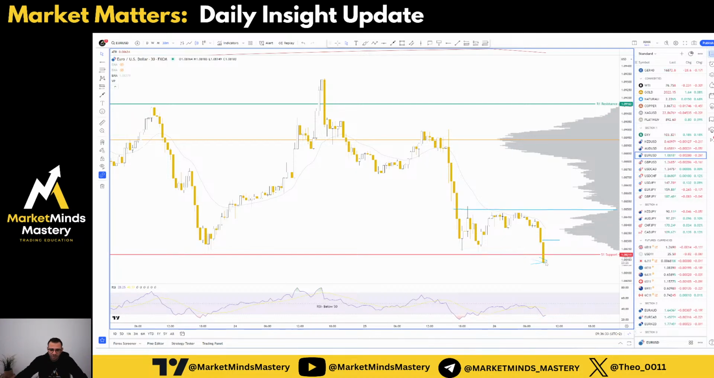But if the price will just retrace a little bit and continues lowering, then definitely I will not be looking to do something with this one, because I want to trade from supports, I want to trade from resistance, price action.